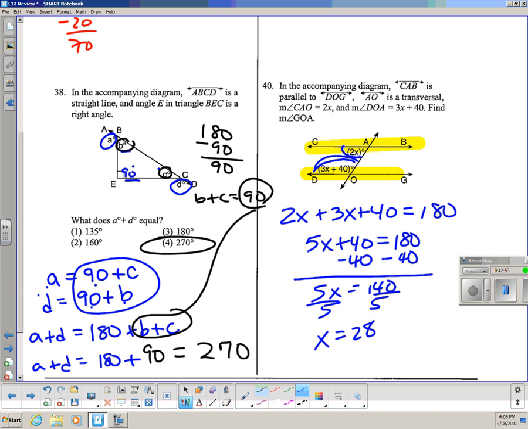If x is 28, they want me to find angle GOA. So you could do this one of two ways. You could see that angle GOA, which is right here, is congruent to the 2x because they're alternate interior angles. So the measure of angle GOA is 2 times 28, which is 56. You could also plug into angle DOA and subtract from 180. That's another way to do it.